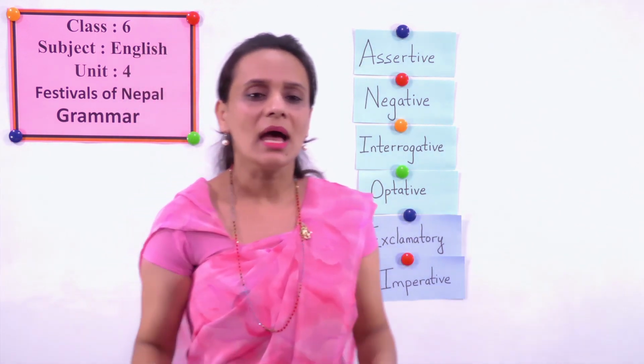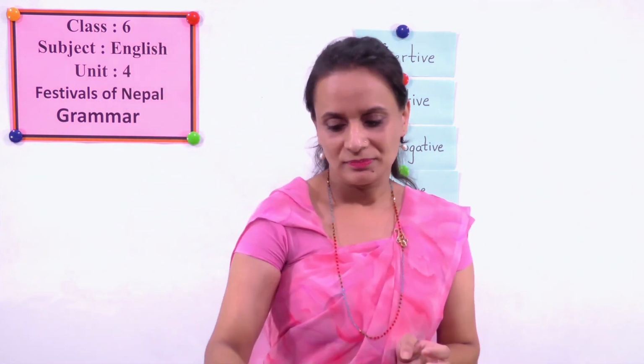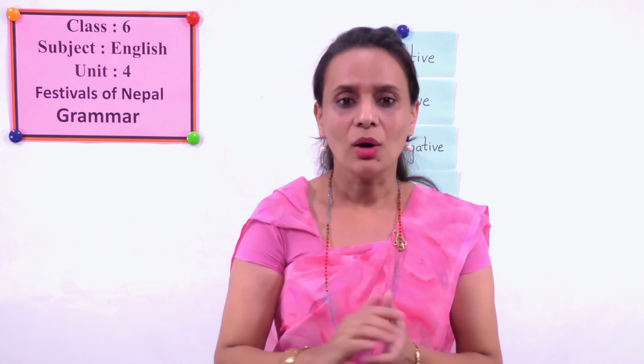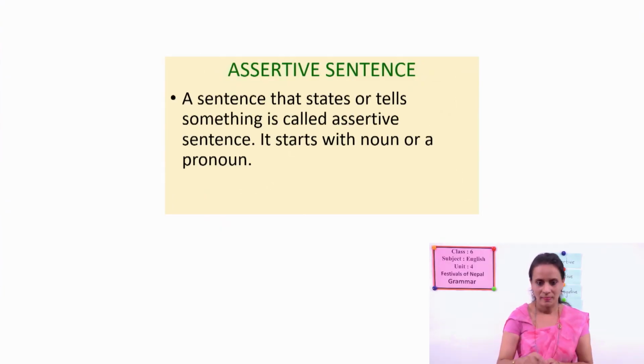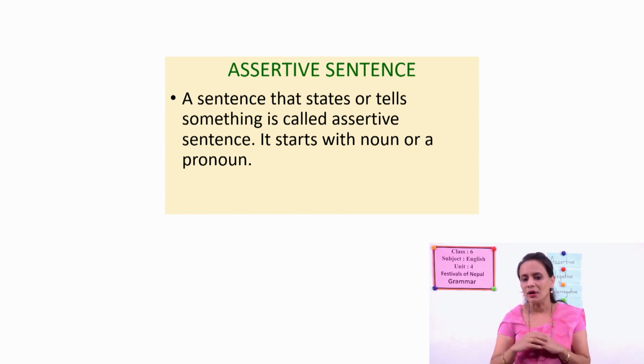What is an assertive sentence? A sentence that states or tells something, that asserts something, is called an assertive sentence. It starts with a noun or a pronoun. It tells something and it starts with a noun or a pronoun.